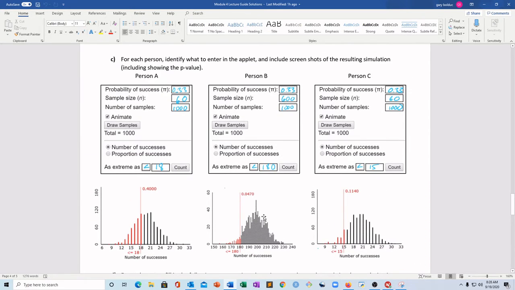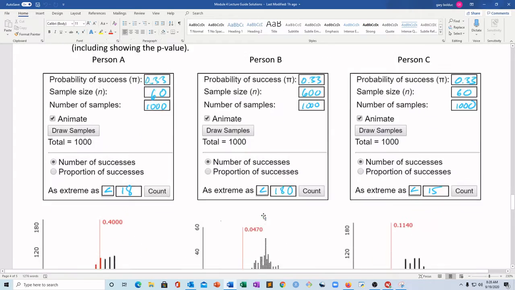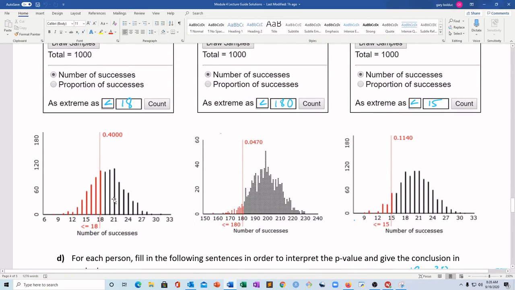That will produce these 3 distributions, let me zoom in a little bit for you: A, B, and C. And then you can see the p-value. I'm finding 18 in this one, coloring in all the dots at 18 or more extreme, and we're using less than because of the alternative, so we go left. The computer's saying that 40% of those dots are colored in. So 40% of the simulations the computer did ended up being as extreme or more extreme than our actual results from person A.